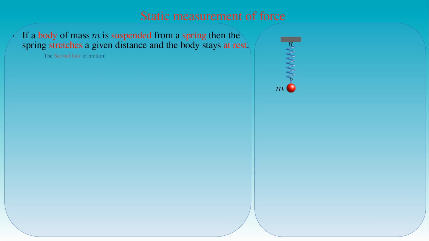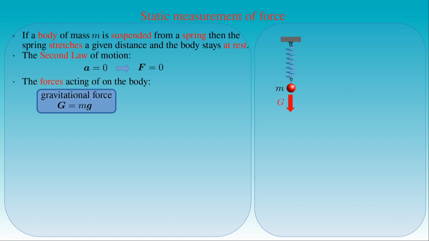The second law of motion tells us if the body is at rest, that is, its acceleration is 0, then the force acting on the body must vanish. However, there are two forces acting on the body now. The first one is the gravitational force pulling the body downward, even if the body is at rest. This force is represented by the weight G of the body, which is equal to the mass m of the body times the gravitational acceleration g.